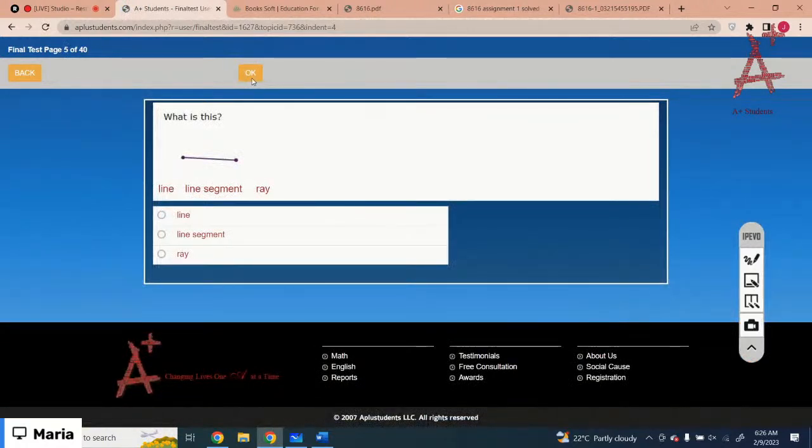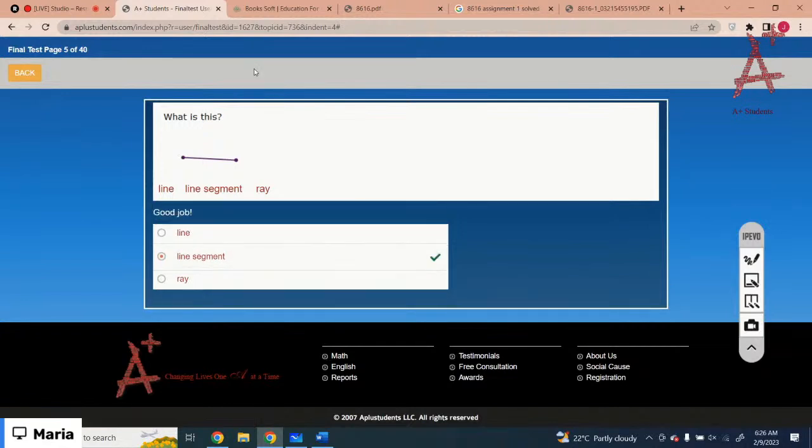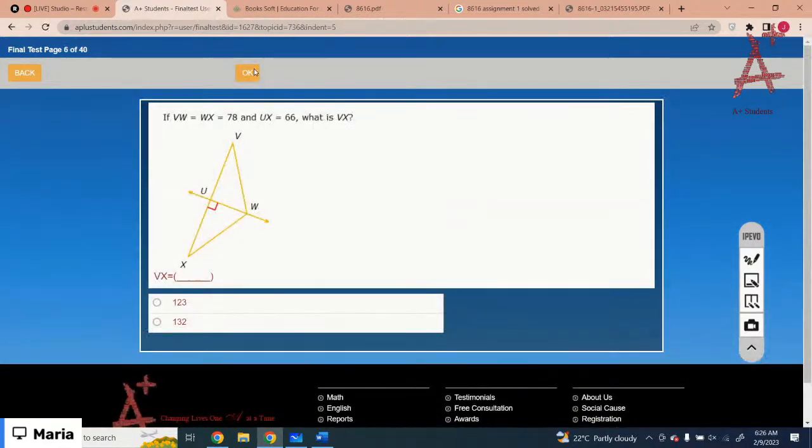Next one is what is this, line segment or ray? It is the line segment. Got it? Because it has both endpoints. It has two endpoints, so it is a line segment.